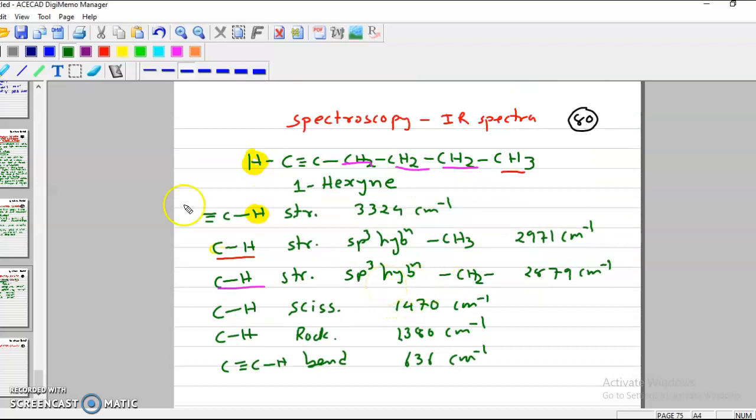When we observe the spectra of 1-hexyne, we will find this type of bands. So we come to know that this compound must have one CH C triple bond C, and this must be at the end because we are getting CH stretching nearly at 3300.